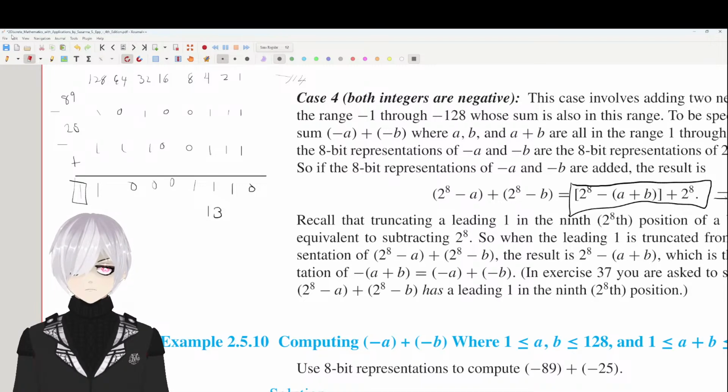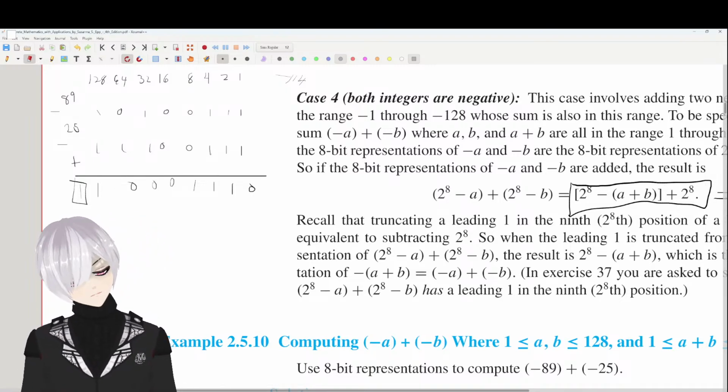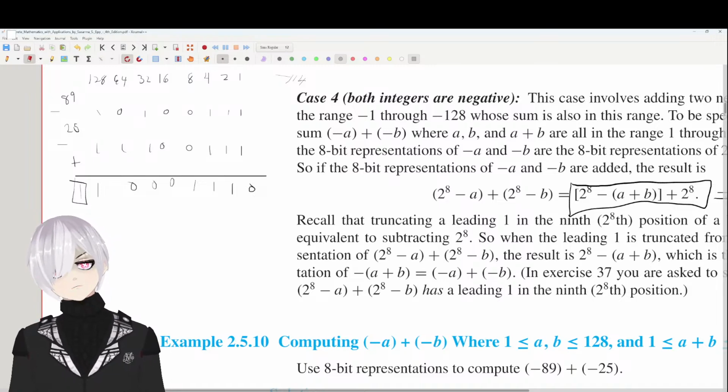And that means that to find what this is in binary, we need to take the two's complement of it and then add a negative. Interesting. Yeah, because what we have here is the two's complement of the absolute value of our answer.